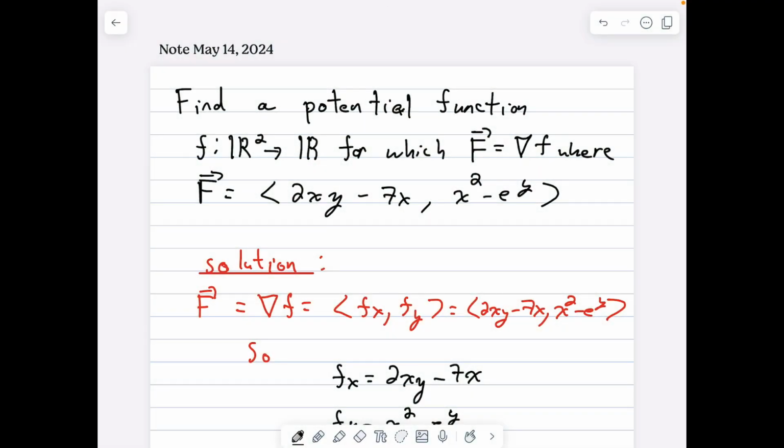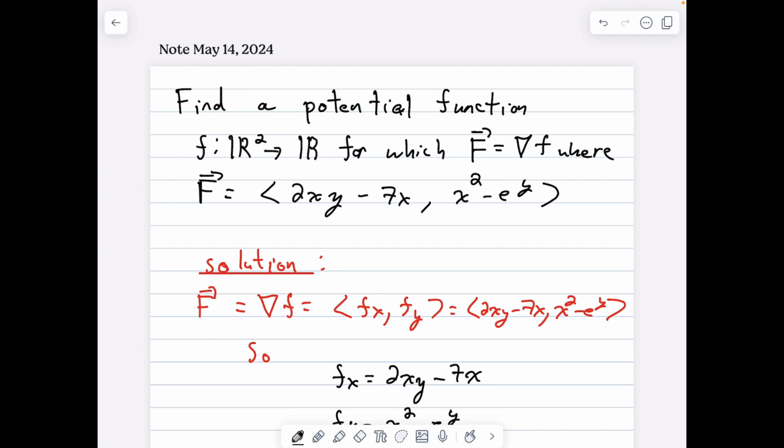Hello everyone. So today we're going to find a potential function f that goes from R2 to R, for which the vector field capital F is equal to the gradient of f, okay? Where the vector field capital F equals (2xy - 7x, x^2 - e^y), with 2xy - 7x as your first component and x^2 - e^y as your second component.